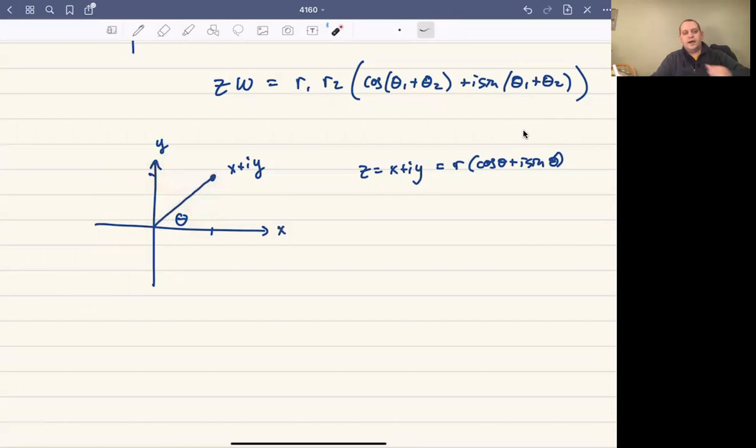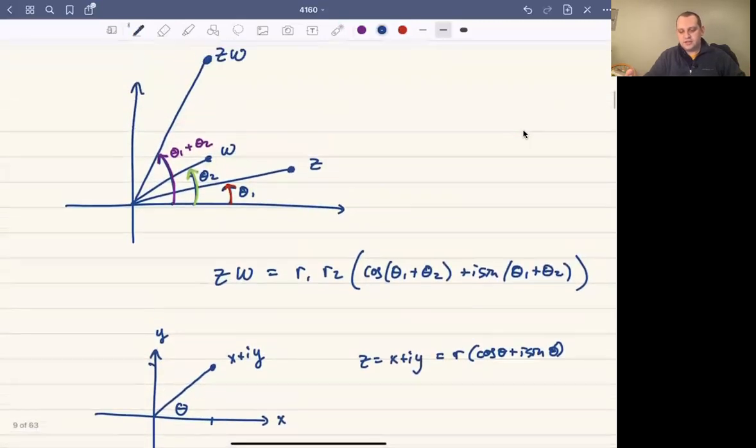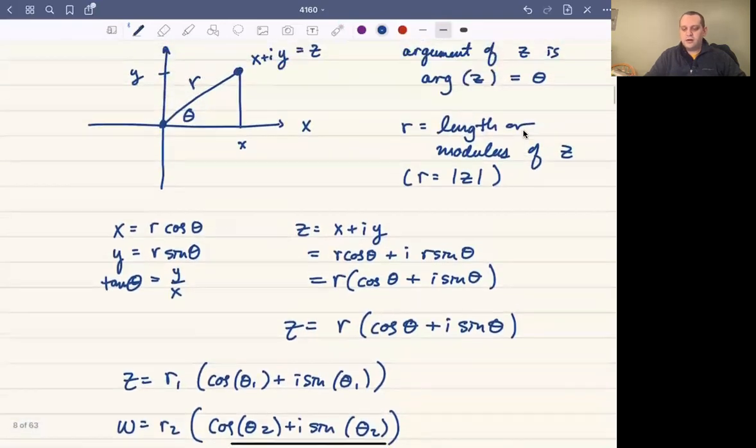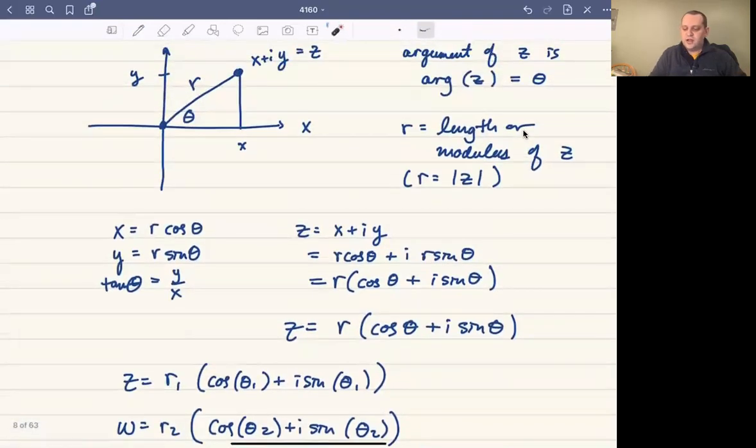We're not going to allow that in complex analysis. And when I say not allow that, what I mean is that whenever we write r times cosine theta plus i sine theta, we're going to assume that r is positive, because, and this is a consequence of what I wrote above, r is the length or the modulus of that line segment connecting that complex number to the origin. So we want to think of r as positive.